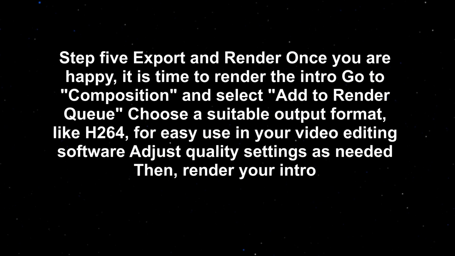Step 5. Export and render. Once you are happy, it is time to render the intro. Go to Composition and select Add to Render Queue. Choose a suitable output format, like H.264, for easy use in your video editing software. Adjust quality settings as needed, then render your intro.